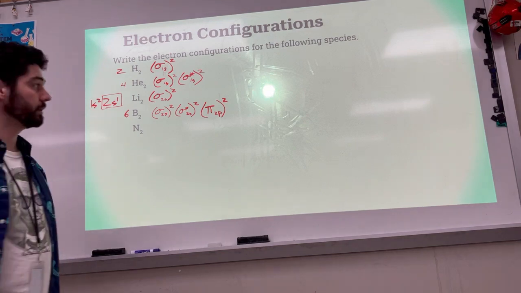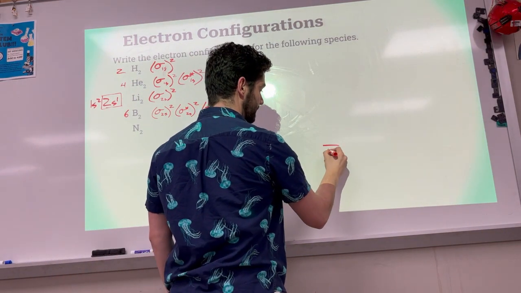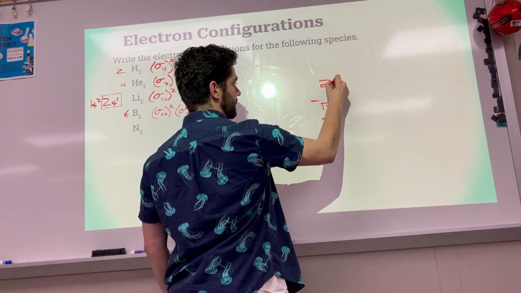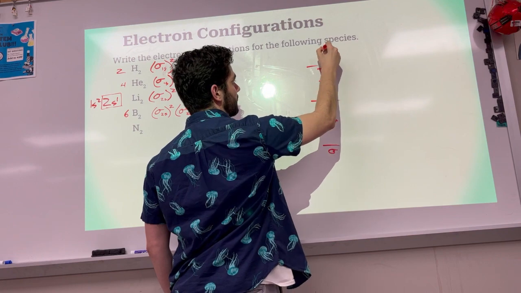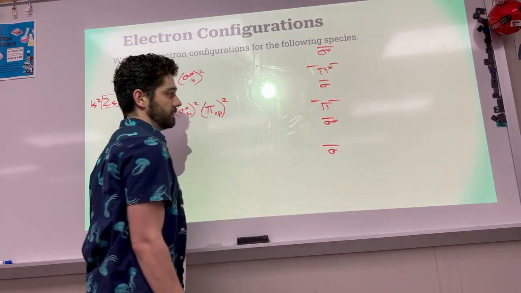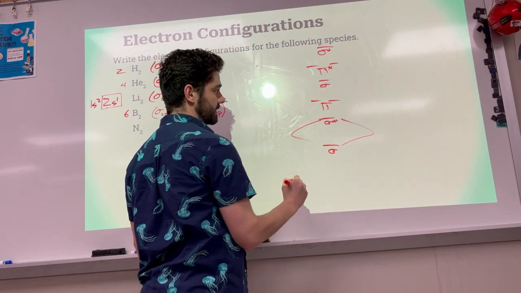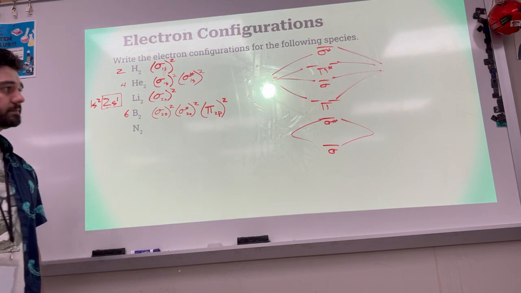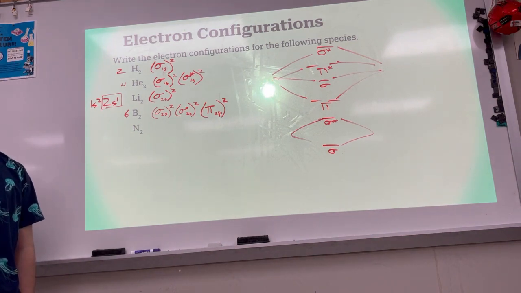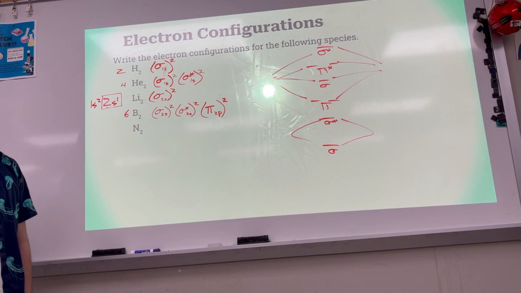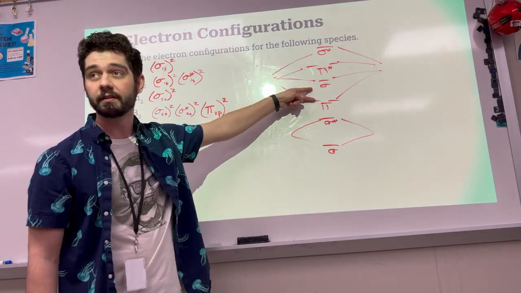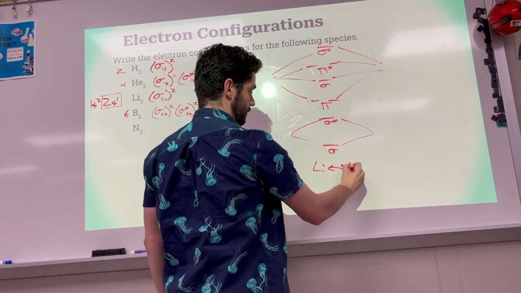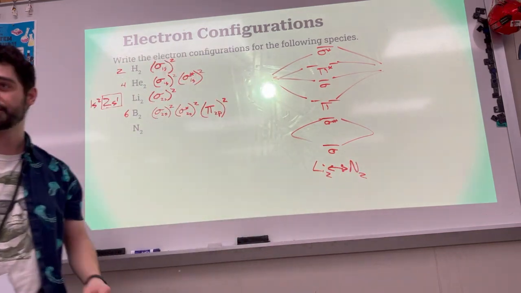Wait, so it flips? No, so for the diagram for boron, we've got sigma, sigma star, pi, sigma, pi star, sigma star, like that. That's the 2s, and then this is the rest. So the sigma level flips down. It switches at oxygen. Pi and sigma flip with each other. So remember, this order of filling is for lithium through nitrogen, or dilithium through dinitrogen.